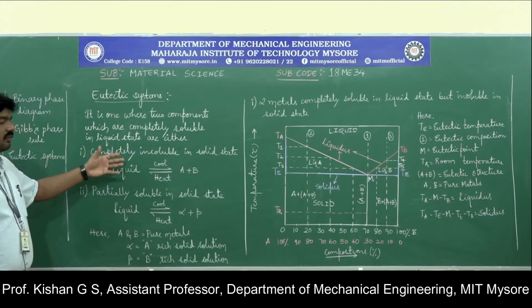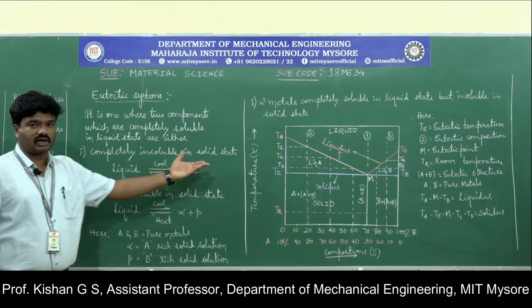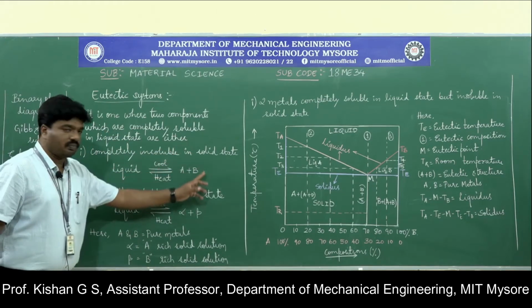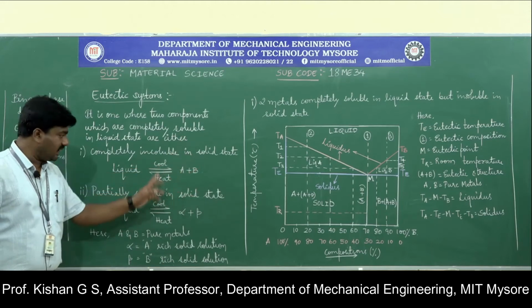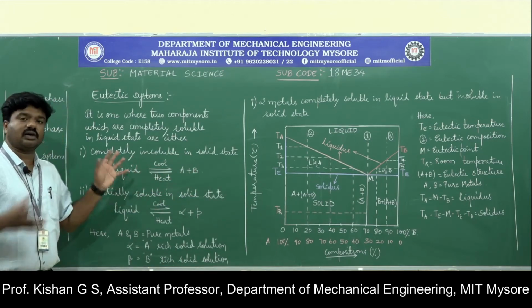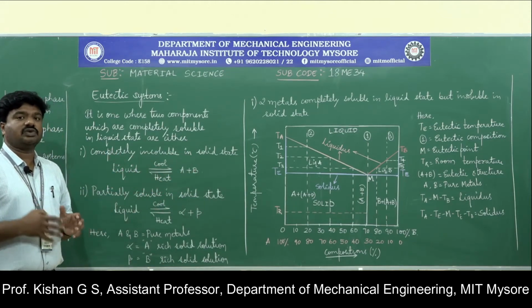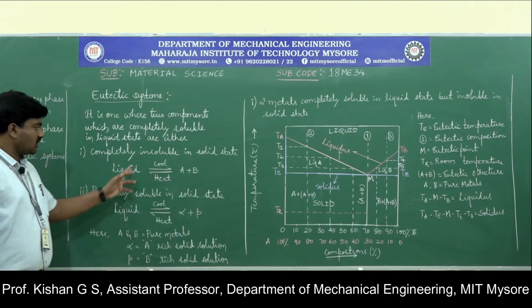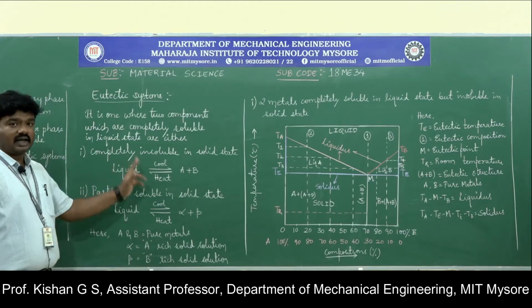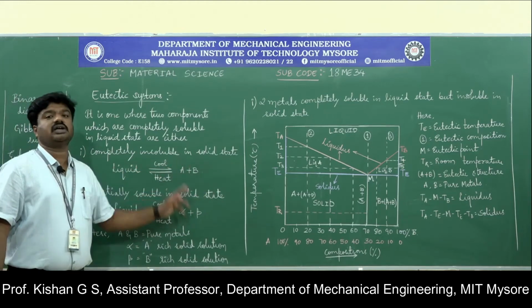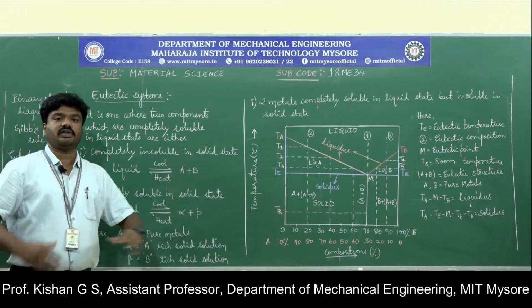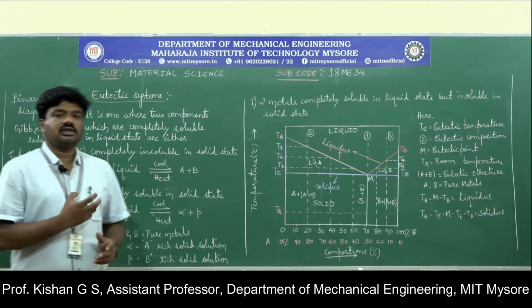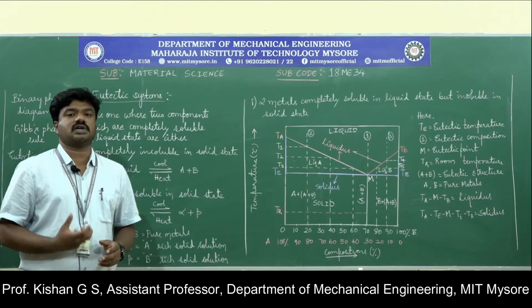Case number 1, that is completely insoluble in solid state, means that when two metals, A and B, are heated in the liquid state, they will be completely soluble, whereas when you cool it and make it into a solid product, what happens? The same mixed pure metals A and B will become completely insoluble, that is A plus B remains as it is. So these are the two cases wherein eutectic systems are defined.